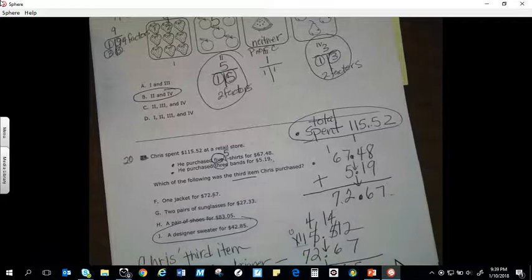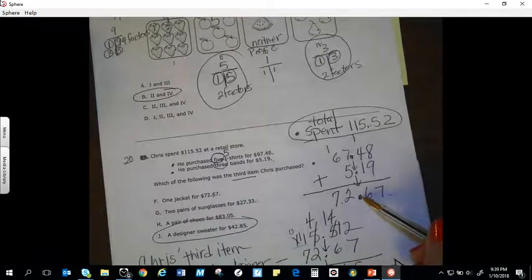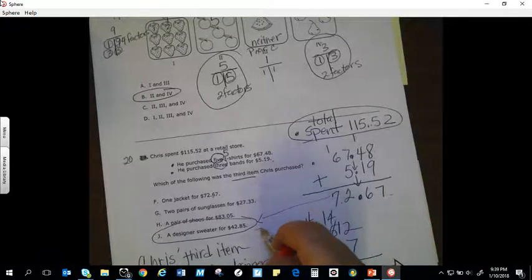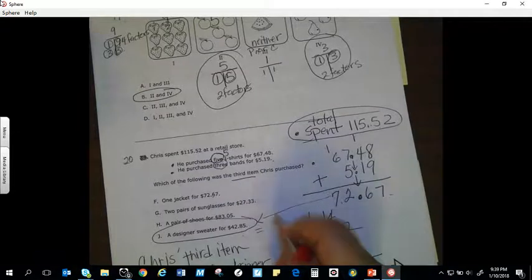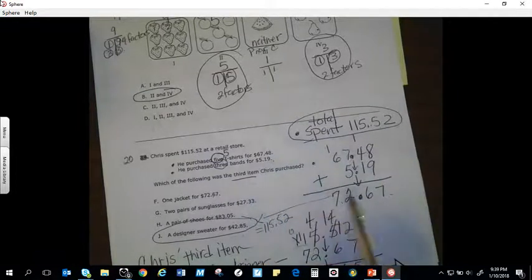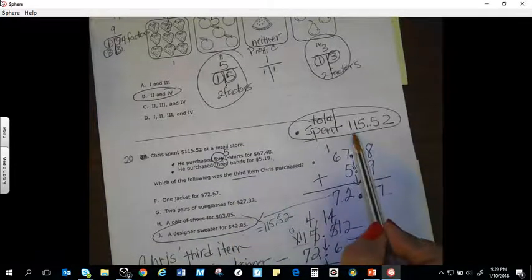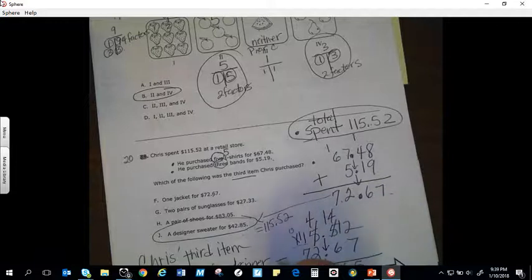Okay, there you go. Because then if you added $72.67 plus this right here, it's going to equal $115.52. So you can either take this and add it to one of these to see if you can get your total, or subtract it out.